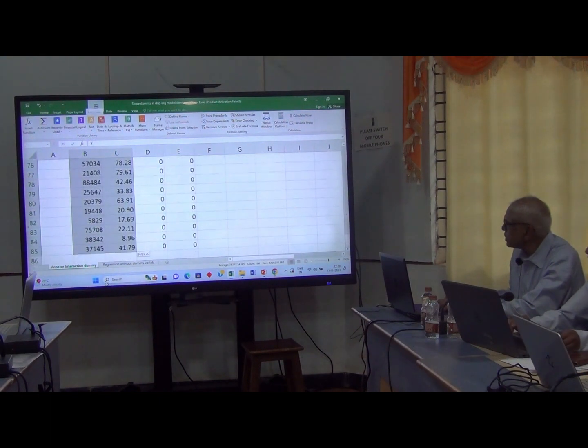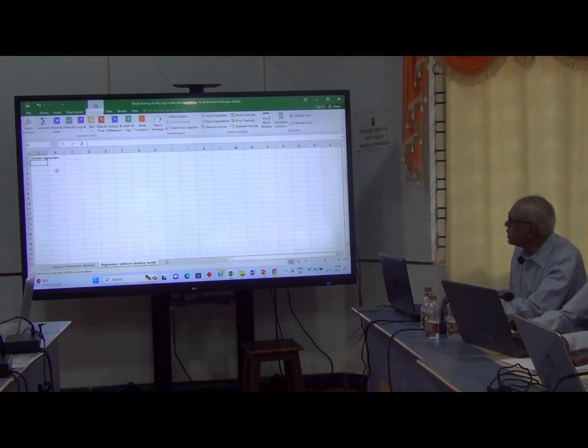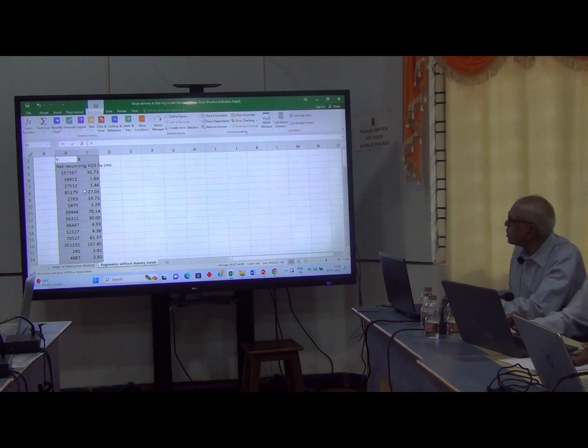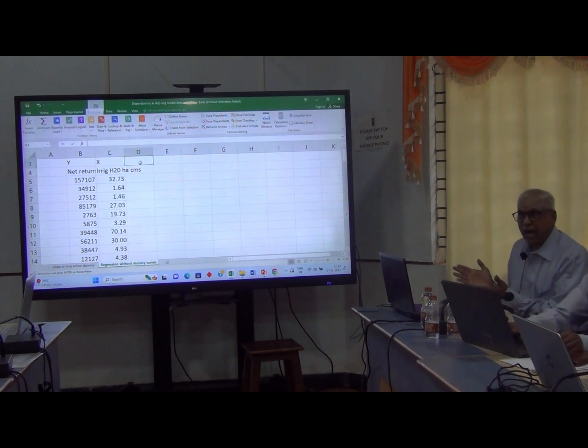Copy this data set. Control C, and then I put it here. I copied it just for you to understand. Also, I should first know. The teacher should know what to do.